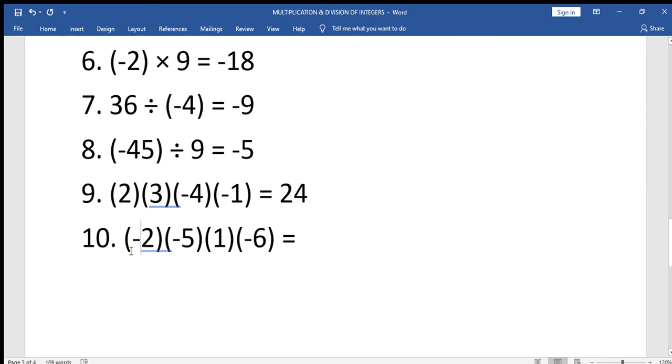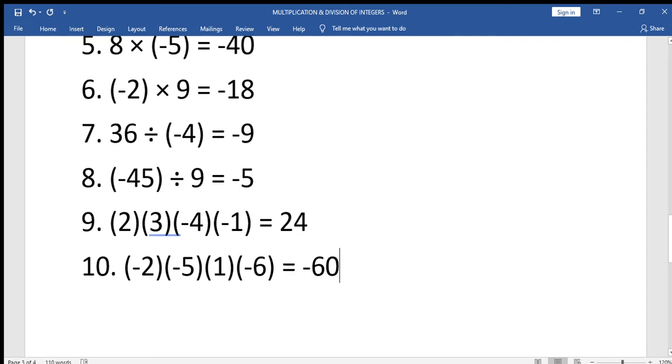Okay, so let us try to answer number 10. We have negative 2 multiplied by negative 5, two negative integers multiplied with the same signs. The answer here is equal to positive 10. Then 10 times 1, that's equal to 10 because 1 here is still positive. So 10 times 1 is positive 10. Then 10 times negative 6, that is obviously equal to negative 60. So the answer here is negative 60.